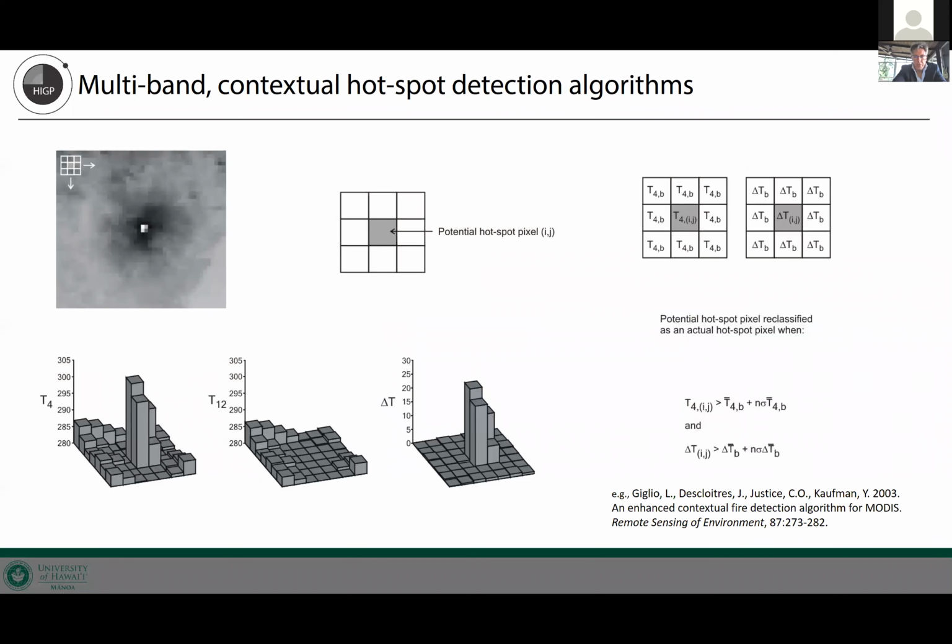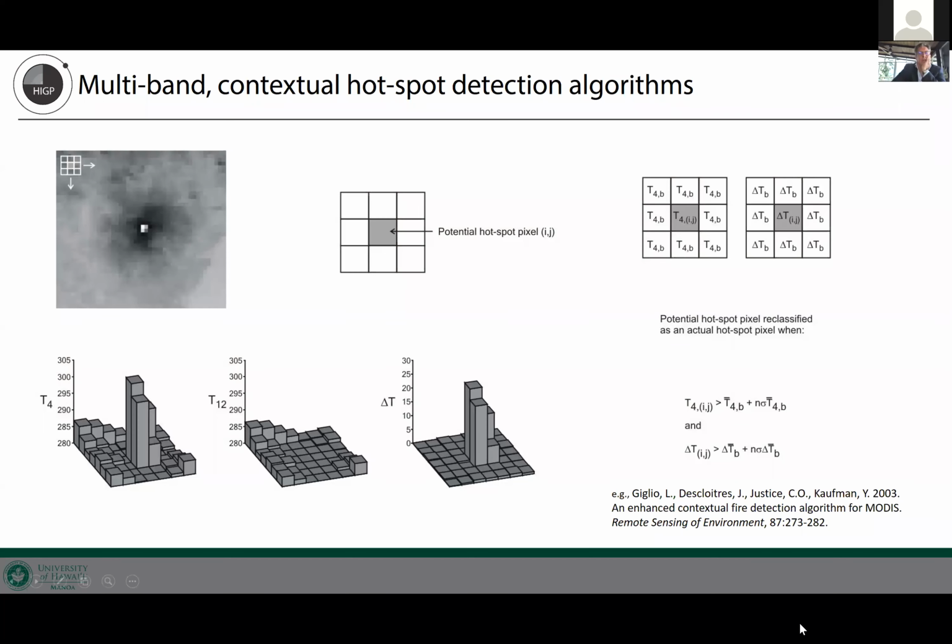So I'll just whistle through a few contextual algorithms. I've included some here. There are a ton of algorithms. You should just search out the papers. You can use a multiband contextual hotspot detection algorithm. This might be Andy Harris's VAST algorithm, or Louis Giglio's MODIS fire algorithm.